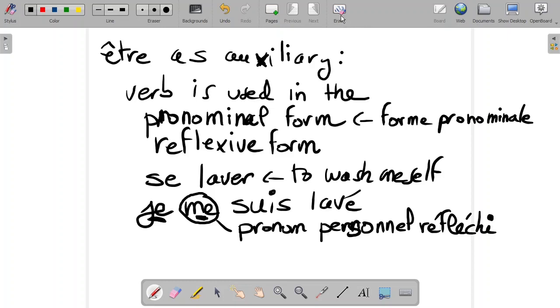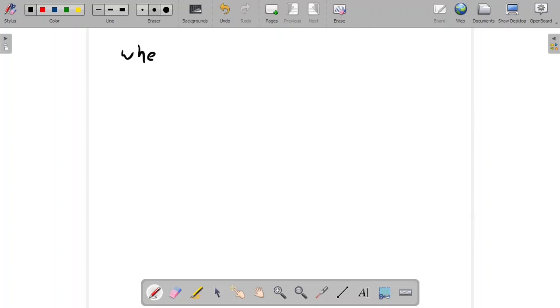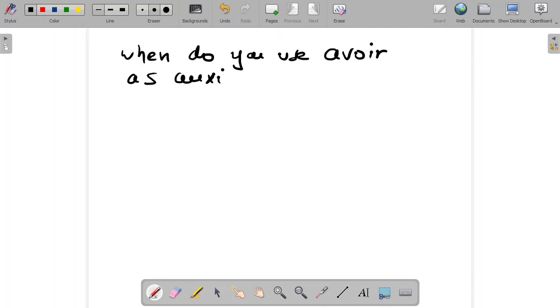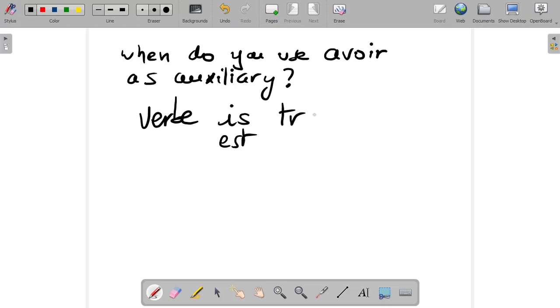Now when do you use avoir as an auxiliary? Well, it's easy. It's whenever you don't use être. You use avoir for sure when the verb is transitif. Quand le verbe est transitif. No question about it. You always use avoir in that case.